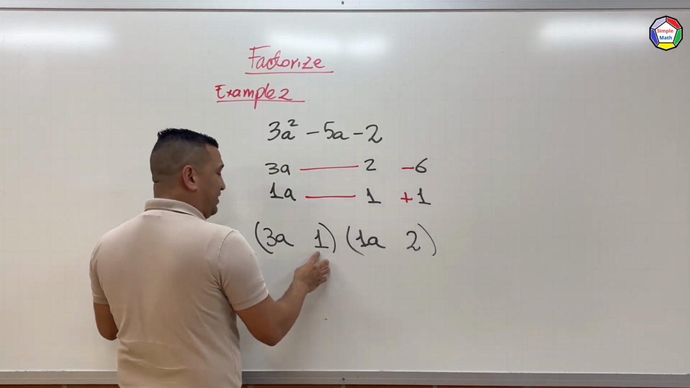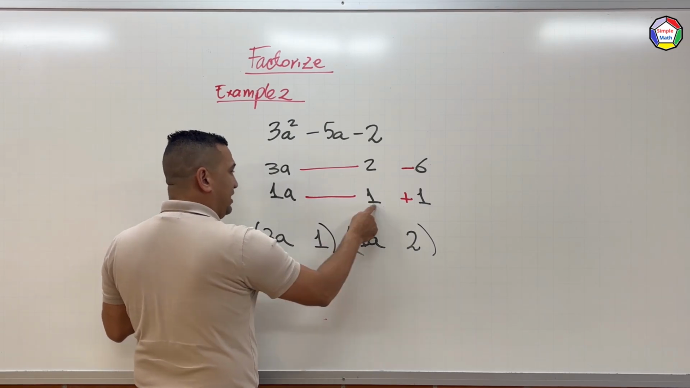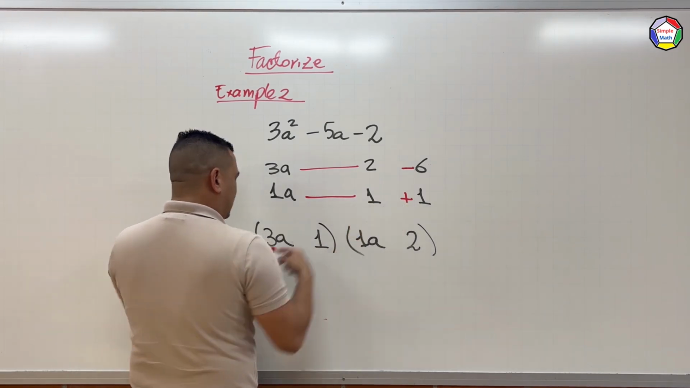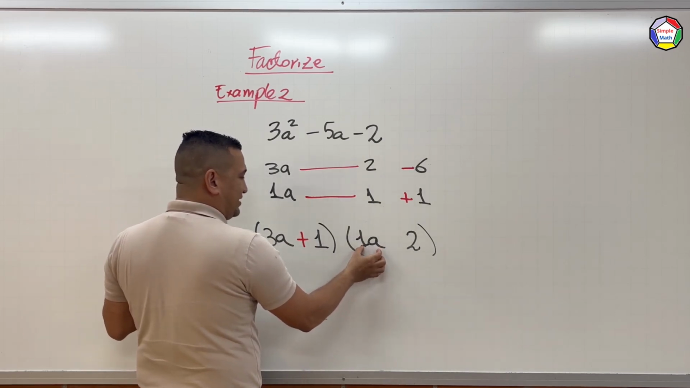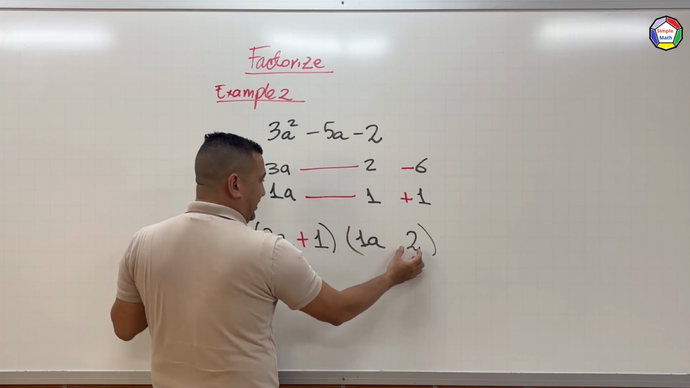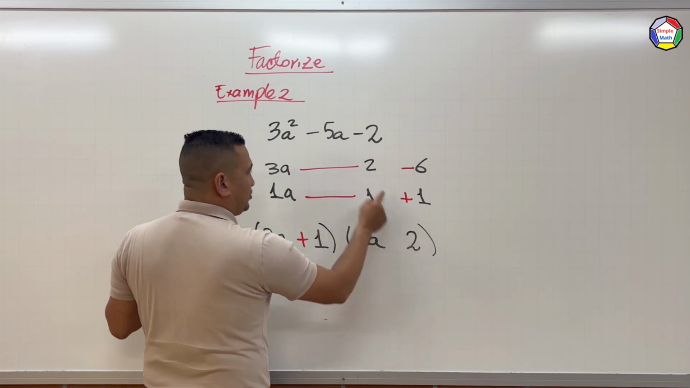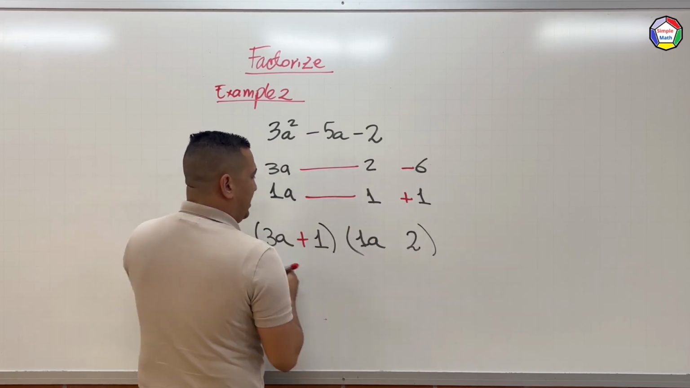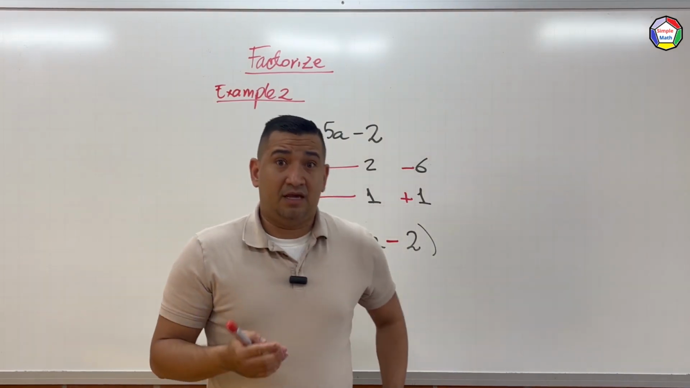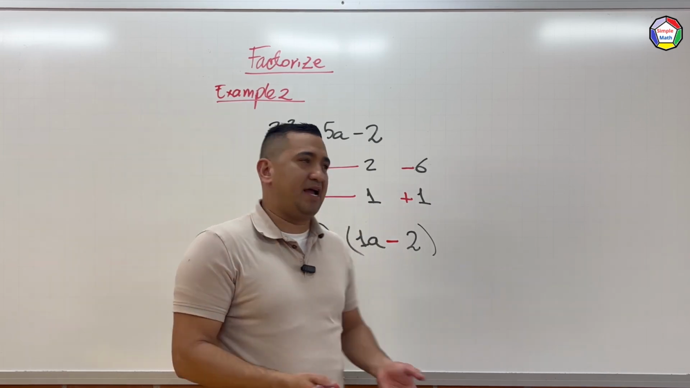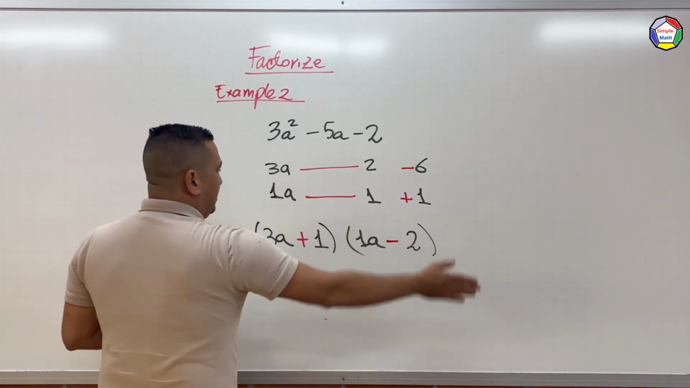Which is the sign that is next to this 1? Next to this 1 is positive. I copy here positive. Which is the sign that is next to this number 2? Next to the number 2, we have a negative. I copy a negative. Again, if you want to verify that you have the right answer, I solve this using distributive.